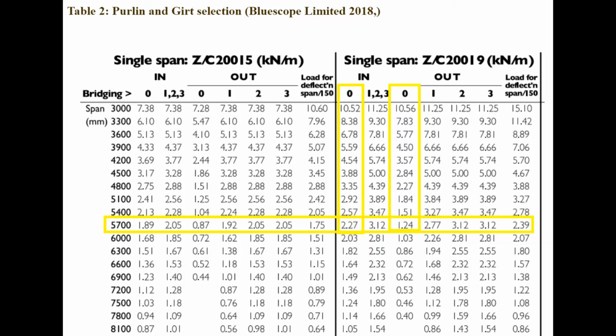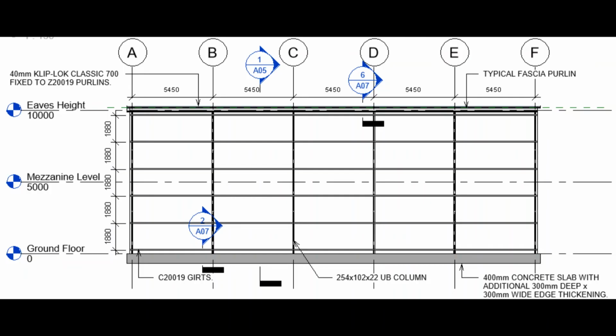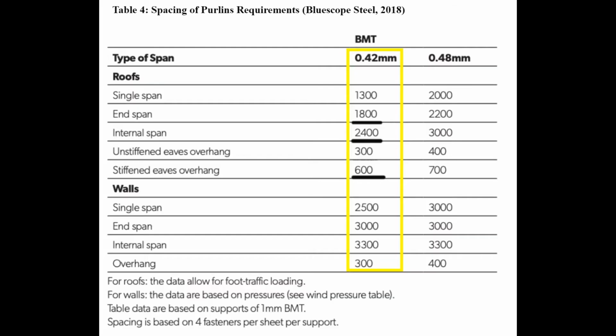The selection process for the purlins was focused around the spacing of each frame plus the given parameters of a 1 kilonewton per metre wind load on the structure. From this information gathered, we have placed the frames 5,450 millimetres away from one another to give an inward and outward force of 2.27 and 1.24 respectively. By placing the frame at this exact distance, no bridging is required for the structure and the portal frame can easily withstand the wind load that is applied.